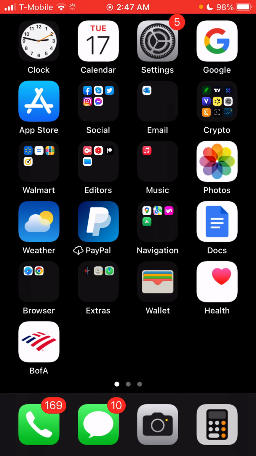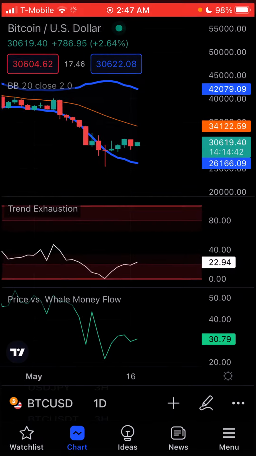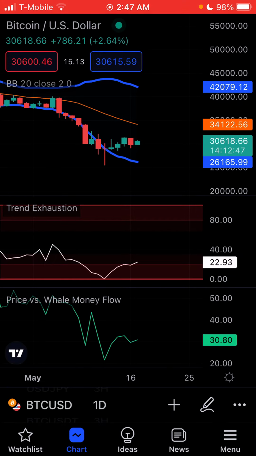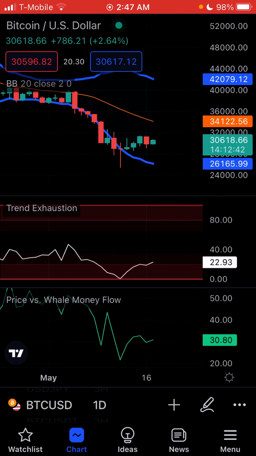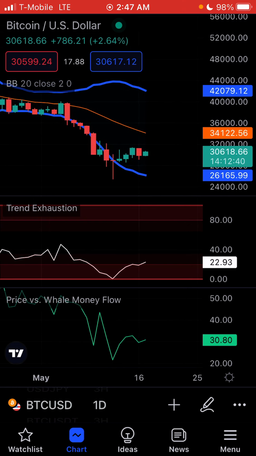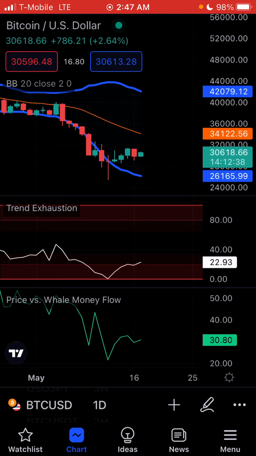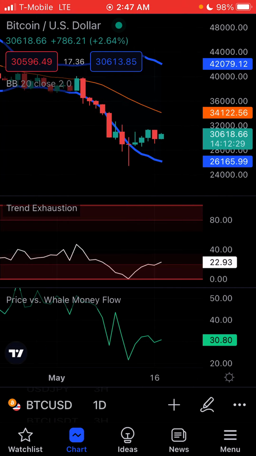But the strategy is pretty simple, and it's using the Bollinger Bands. What I'm going to use as an example is the Bollinger Bands, these little blue things. I got it set on here. Right now I have Bitcoin set on the day, and you see the Bollinger Bands at the top and the bottom. So the strategy is very simple.